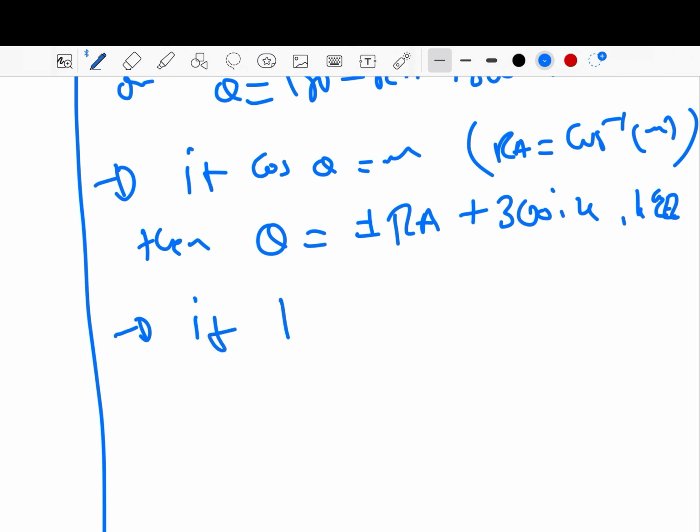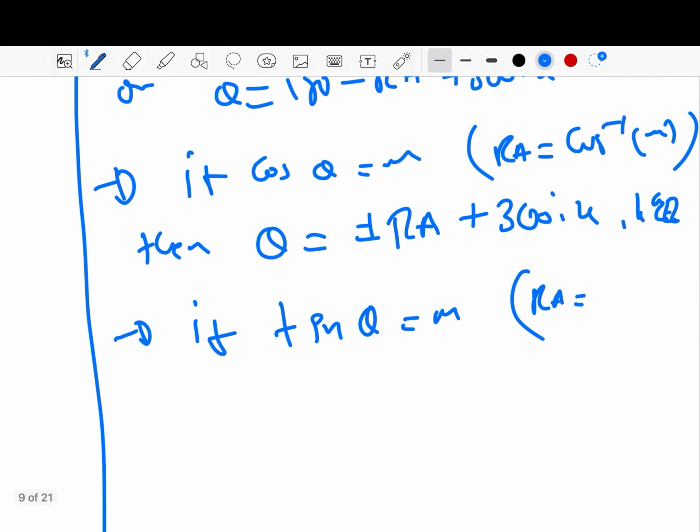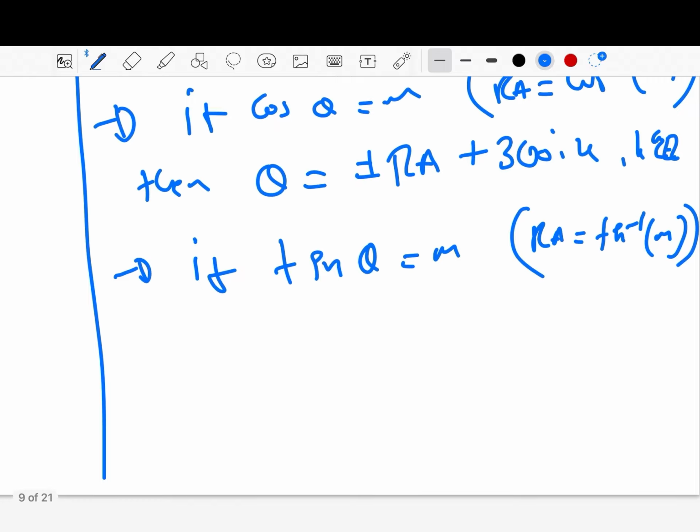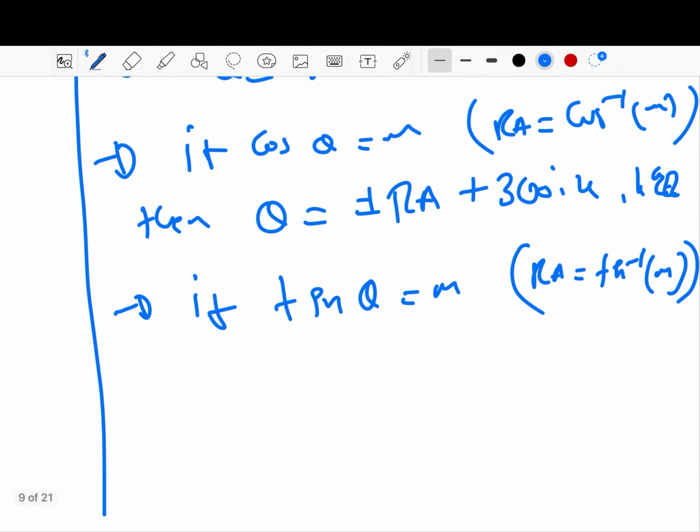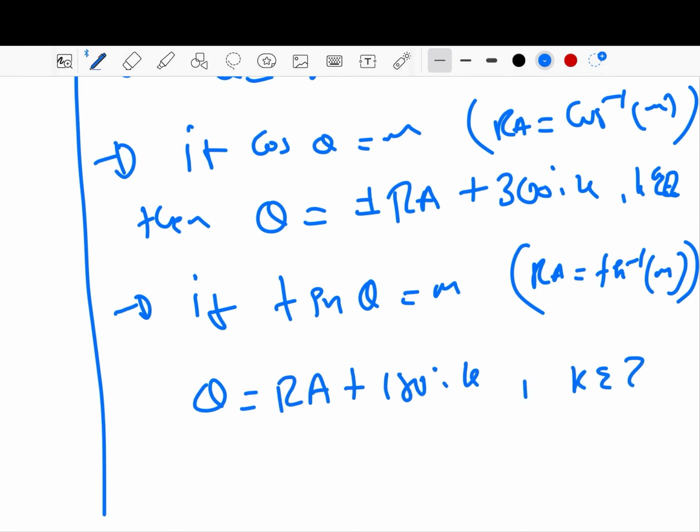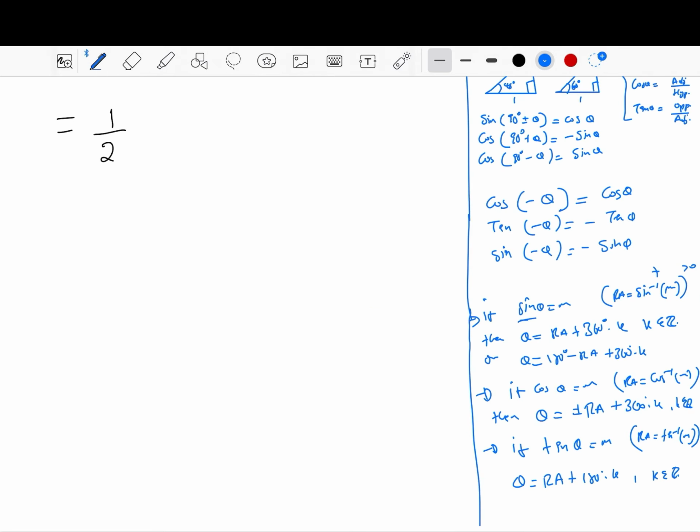Now, if tan theta is equal to m, again, you get your reference angle, and we know how to get the reference angle: tan inverse of m. And the way you calculate your theta here is theta is equal to the reference angle plus 180 degrees times k. This is what you all need to remember. Your reference angle is always going to be positive. If it's negative, change it to be positive.